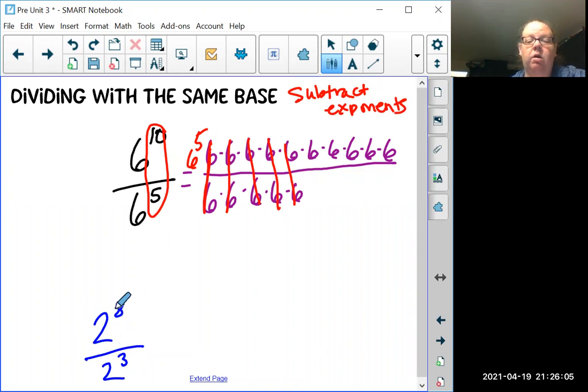All right, so down here, we have 2 to the 8th, 2 to the 3rd. They have the same base. They both have 2. So we're going to do 8 minus 3, and that would give me 5. So it's going to be 2 to the 5th.